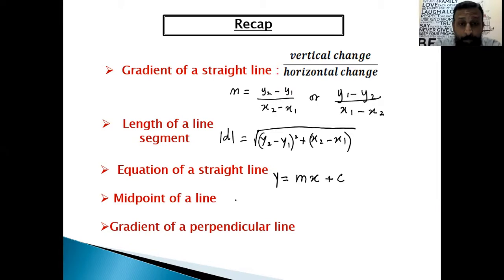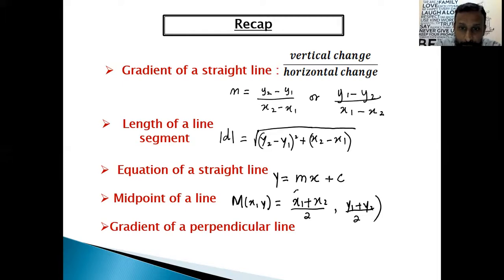Midpoint of the line, M for midpoint, the coordinates x comma y equal the average of the x-axis values, x1 plus x2 upon 2, comma, y1 plus y2 upon 2. That is the average of the y-axis values. So the midpoint of the line M(x, y) equals x1 plus x2 upon 2, comma, y1 plus y2 upon 2.